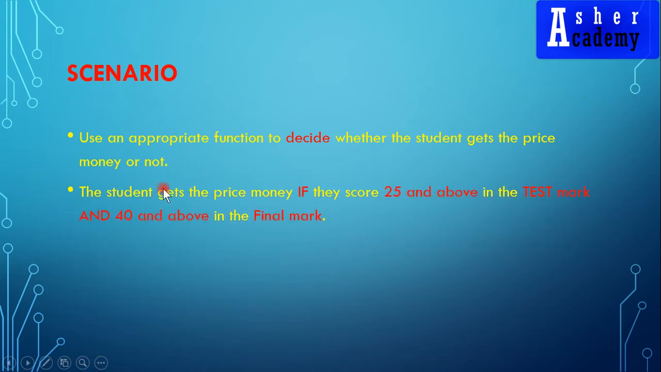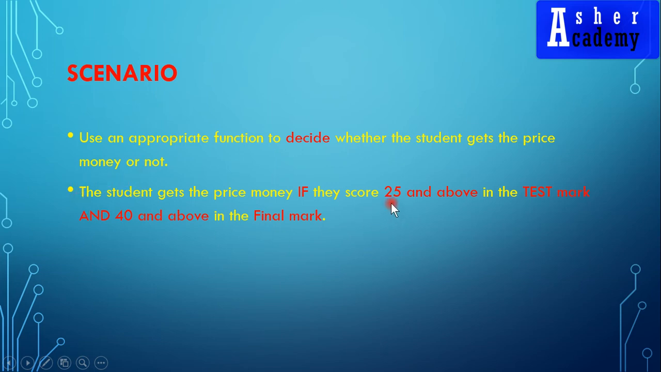So when you move on, the student gets the prize money if they score 25 and above in the test mark and 40 and above in the final mark. So now we have the condition that will guarantee that the student gets the prize money or not. So this is our condition. You will notice that we have two conditions.